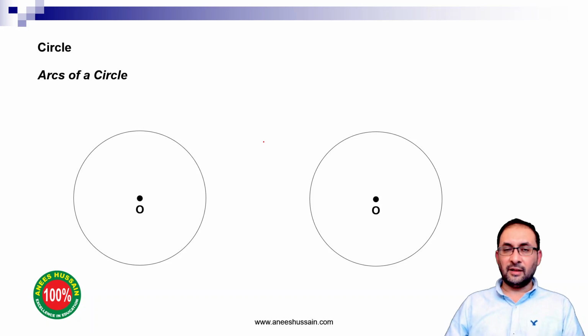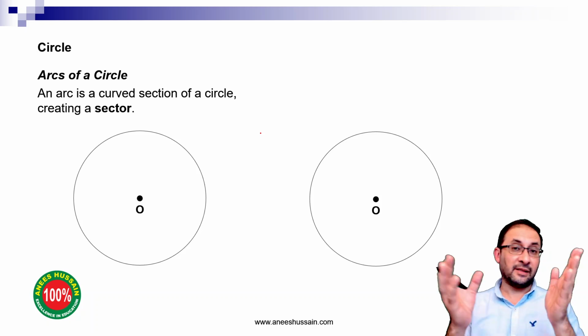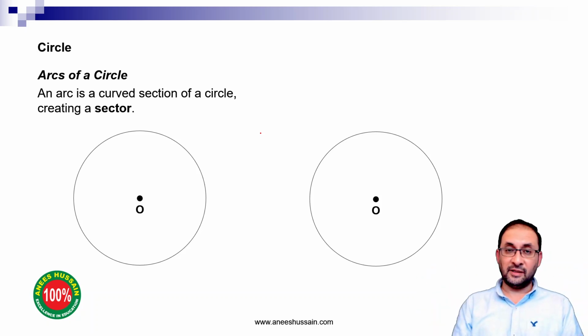Now that we understand about the circumference and the area of a circle, let's talk about sections of a circle called arcs that result in something called a sector. Remember, the arc is nothing but a curved section of a circle, and when you take out that particular piece from the circle, like the slice of a pizza or like the slice of a round cake, that is what is known as a sector.